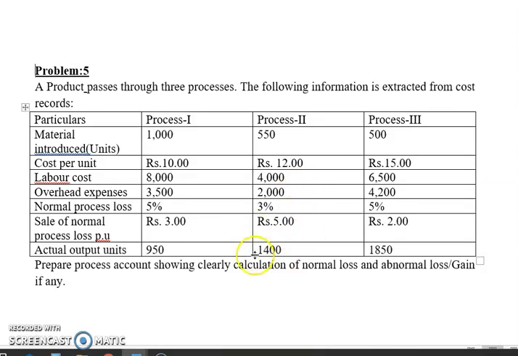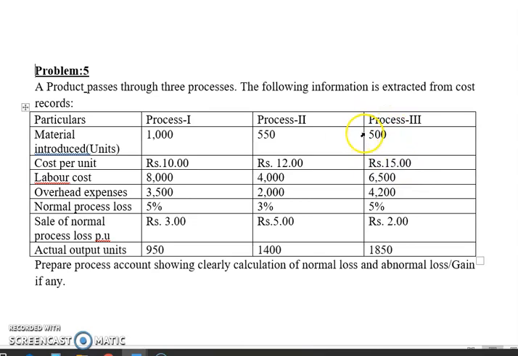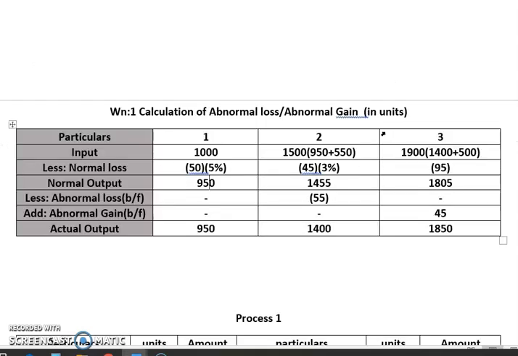Then that has to be compared with your 1400 of actual output. Look here guys. Normally your output is 1455, but your actual output is 1400, which means there is a clear loss of 55 units. So this will be your balancing figure. This is as simple as that. Again, in the same way, this 1400 will go to process 3. Also, specifically, we have introduced 500 units in process 3. So 500 plus 1400 cumulatively gives me 1900.